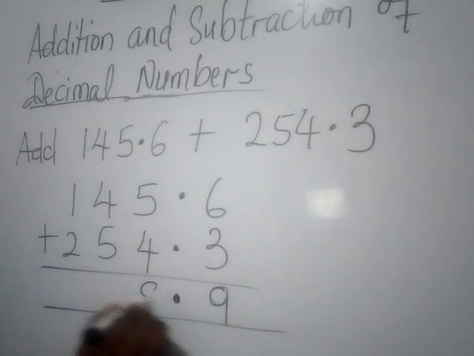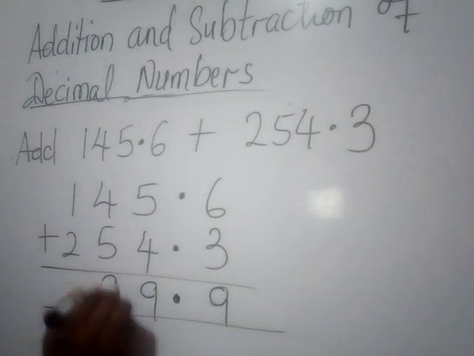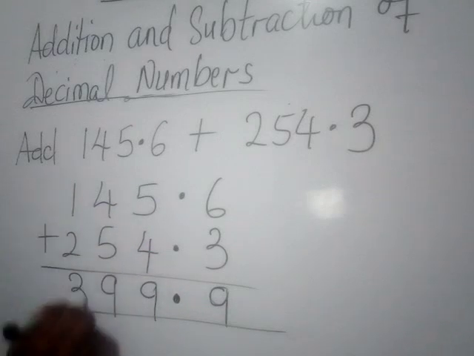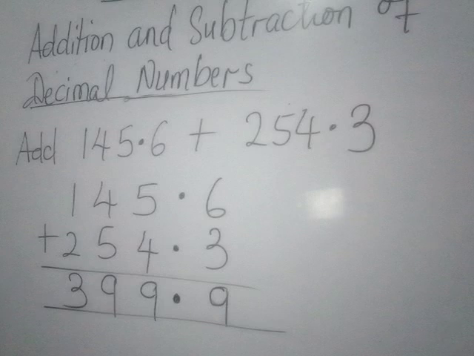5 plus 4, 9. 4 plus 5, 9. 1 plus 2, 3. Okay, this one is quite straightforward. It's so easy with this one to align our points, but we're going to see some other examples that may be tricky, and then we're also going to see some examples of decimal numbers addition that involve regrouping, like this one that we just did that doesn't involve regrouping.